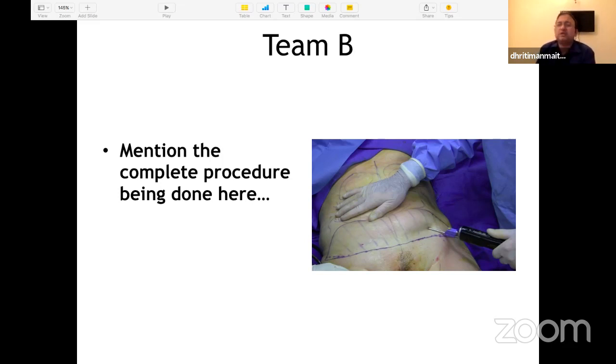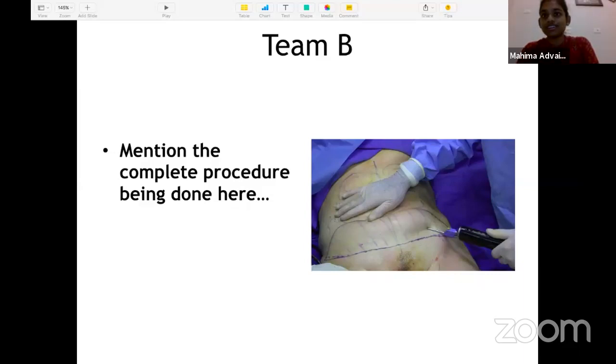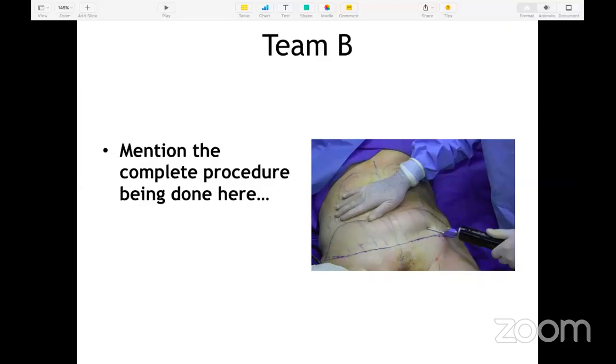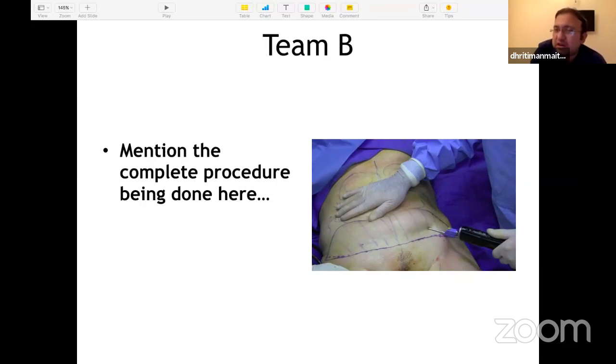Mention the complete procedure being done here. See the markings, see the instrument that has been put in. What can you do with that kind of a narrow instrument with a lumen? So aspiration of? I'm not sure, so maybe ascitic fluid. The time is up. Suction lipectomy or liposuction that is being done. And these markings have been done because after liposuction, there's a lot of redundant skin, so you need to do an abdominoplasty.